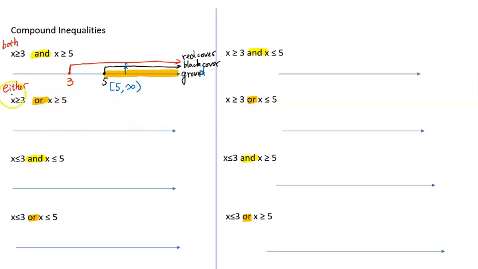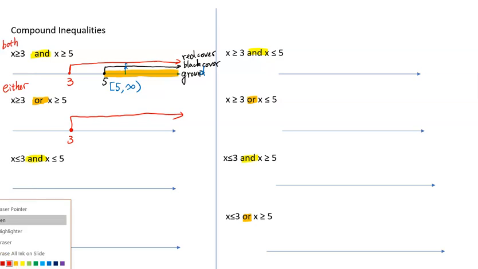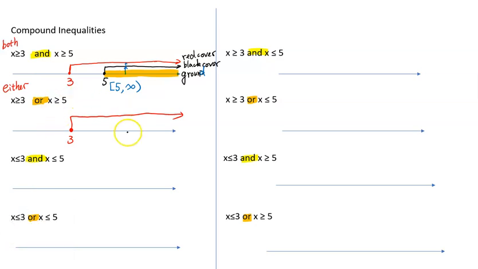Okay, so next we're going to look at the either-or case. Notice that the first one is still x is greater than or equal to 3, so we set up the red tent the same way. And the second one is still x greater than or equal to 5, so we set up the second one exactly the same way. But this time, the word joining them is or, not and.